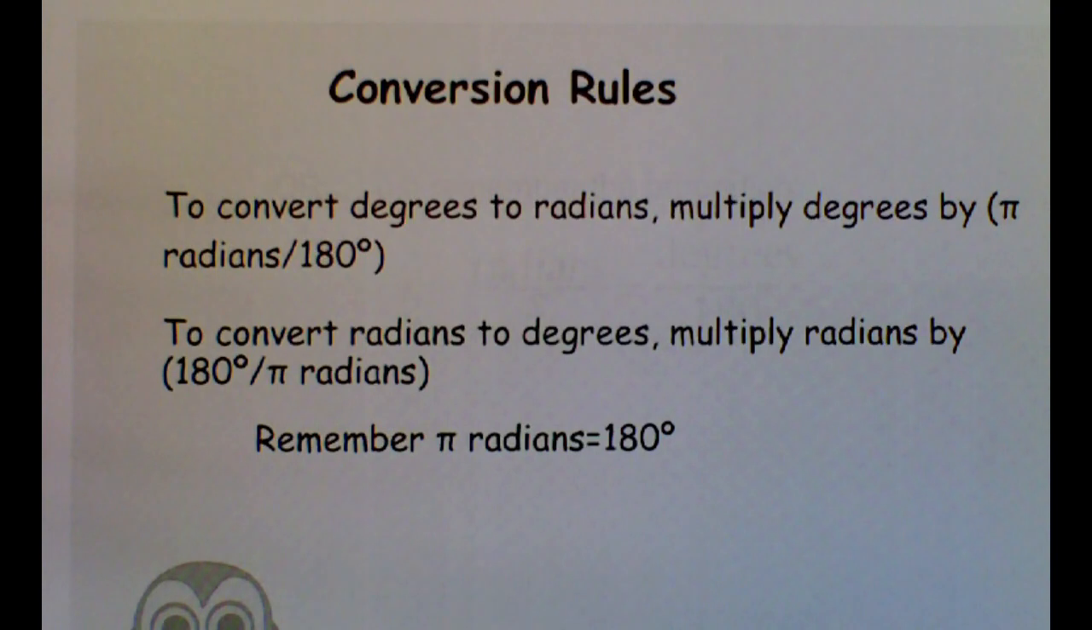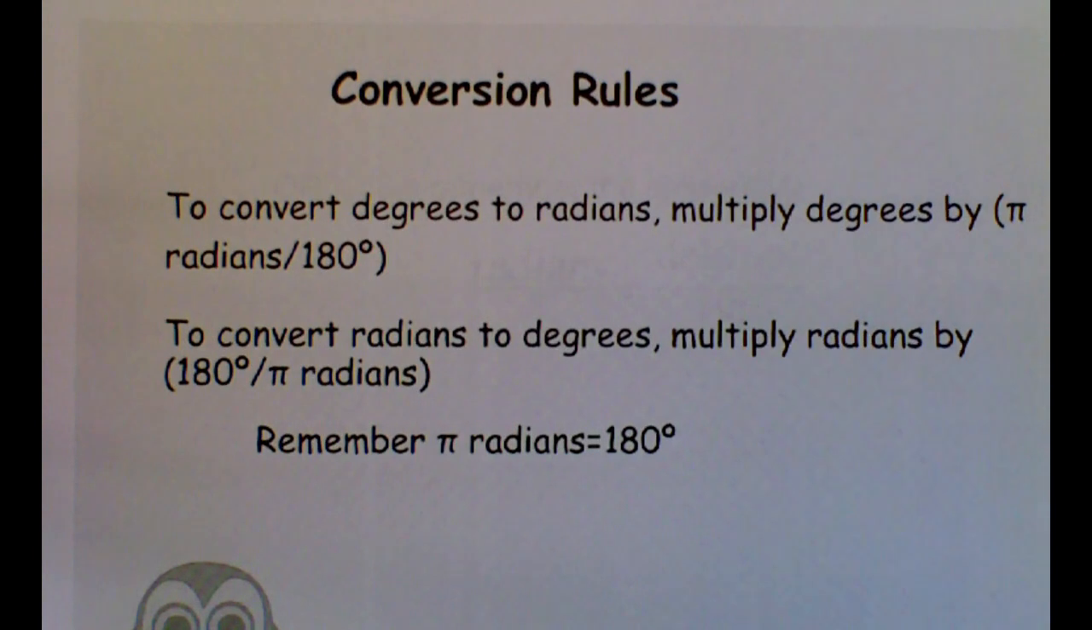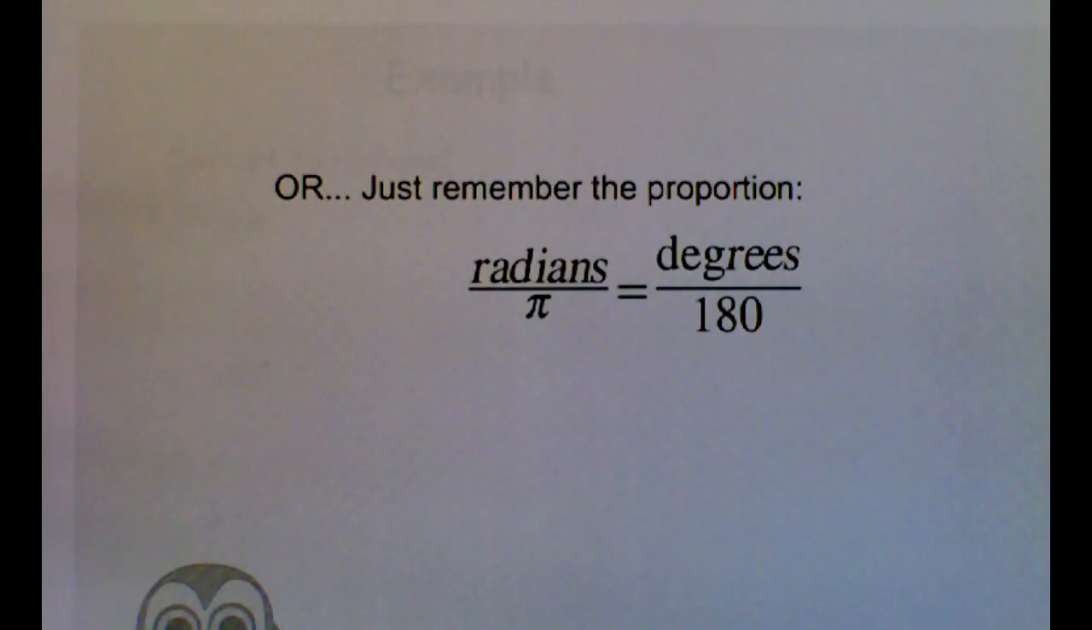So we want to convert. Converting between degrees and radians. To convert degrees to radians, we can multiply our degrees by pi over 180. To convert radians to degrees, we can multiply our radians by 180 over pi. But remembering that pi radians equals 180 degrees makes it a little easier if we just remember a single proportion. Radians over pi equals degrees over 180. If you just remember this one proportion, you plug in what you know, and find what you don't.